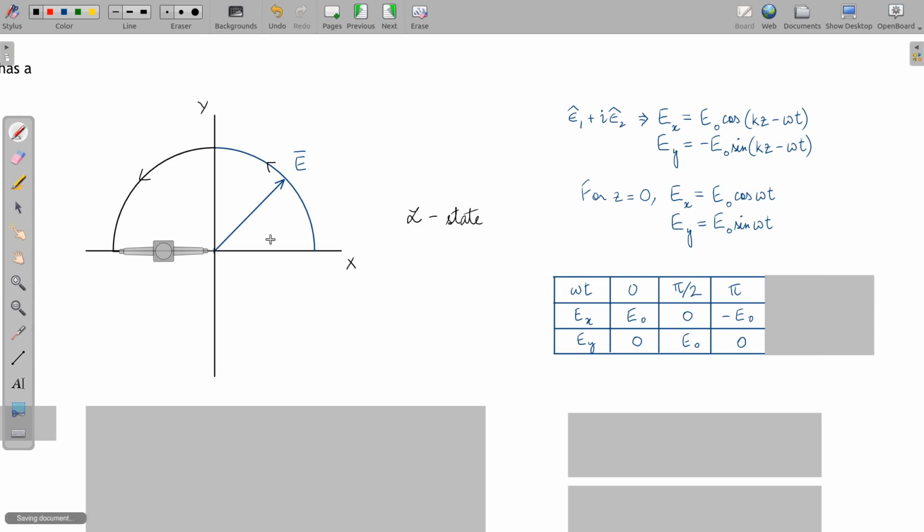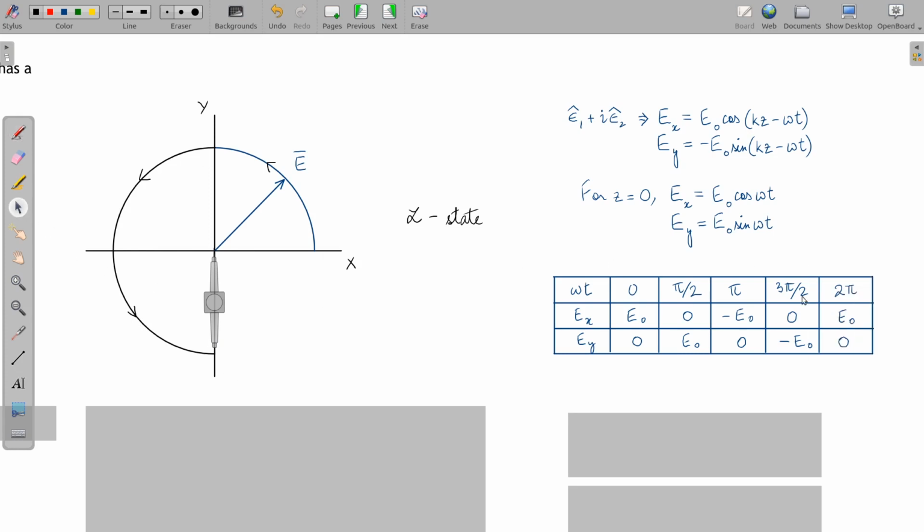Then next we'll consider this to progress one more quarter cycle. So with one more quarter cycle, Ex is 0 and Ey is minus E naught. So that means we are talking about this point here. When we progress, the wave progresses this way. So the wave has traveled, that means the tip of the electric field has traveled this way. And finally, when it has come full cycle, then again E naught, 0. That means we are back to this point.